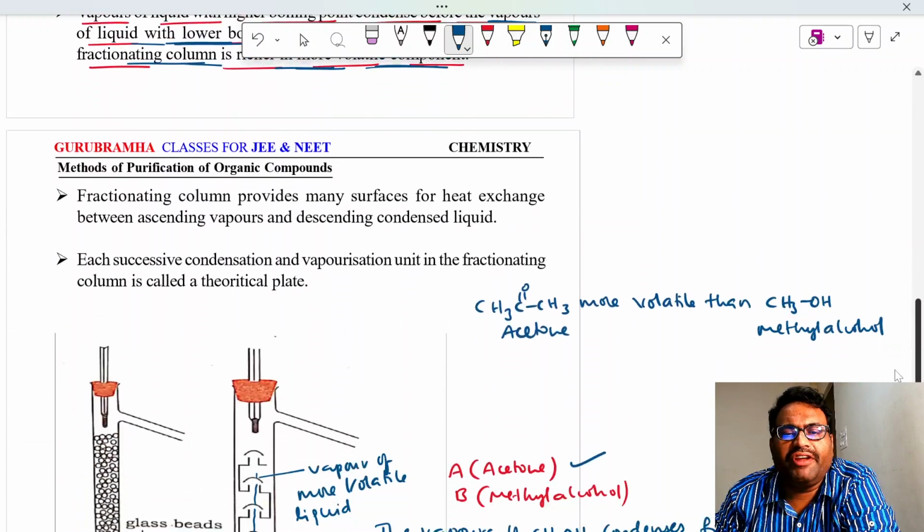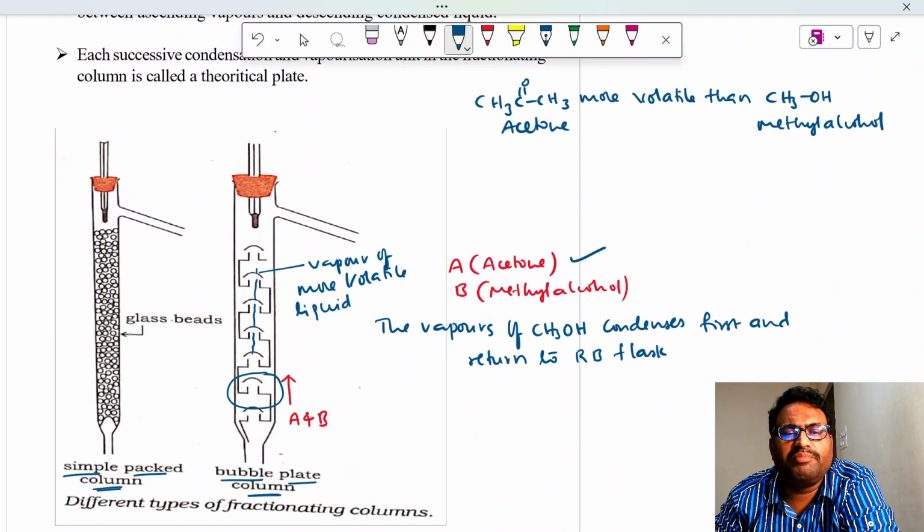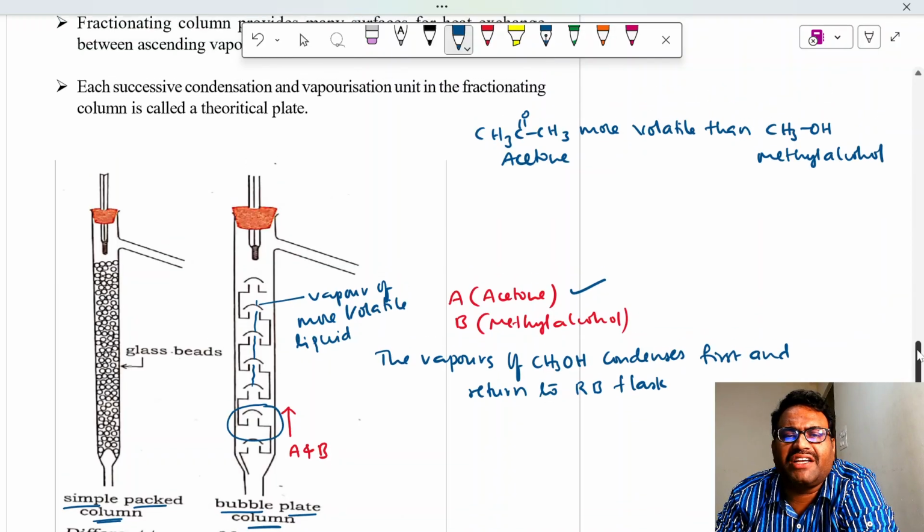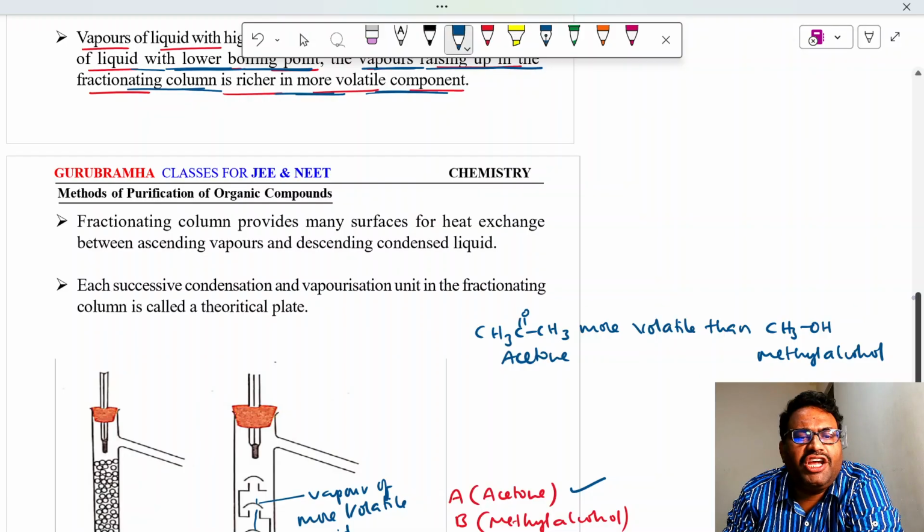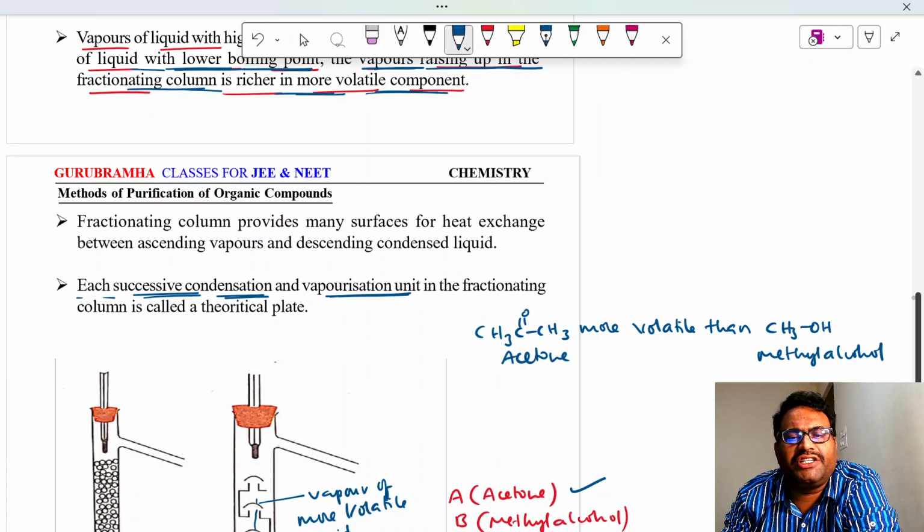Okay. Now, when you are heating the mixture of liquids in the round bottom flask, they get vaporized. Then moving through the fractionating column, they get condensed. Again they convert into liquid, again they get vaporized, condensed, vaporized, condensed. So this process will be repeating in this fractionating column. So each successive condensation and vaporization unit in the fractionating column is called a theoretical plate.